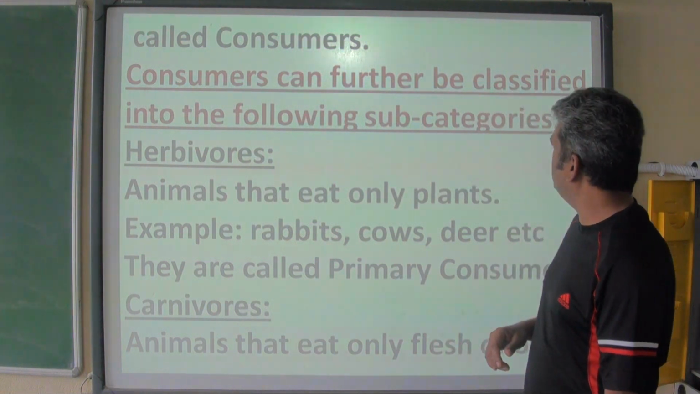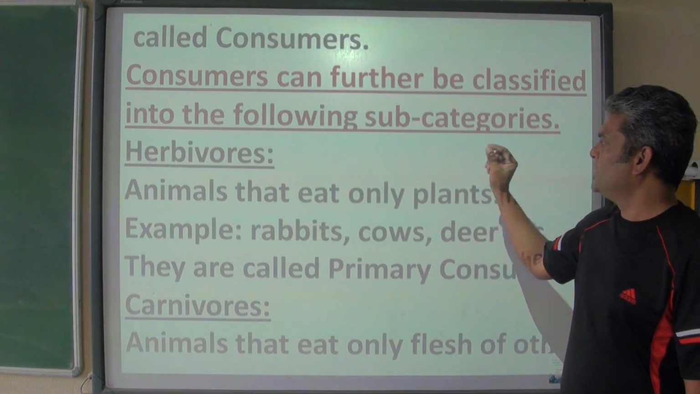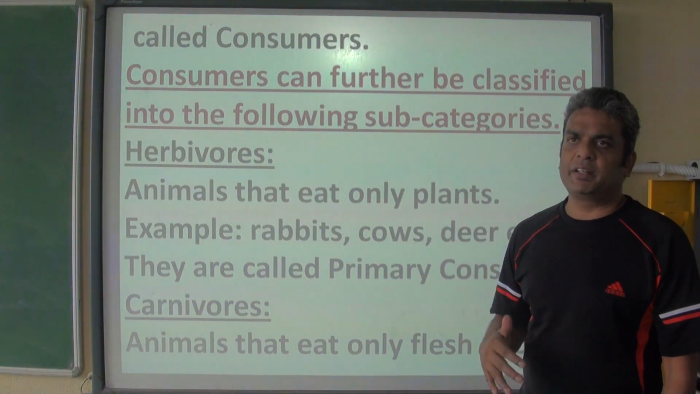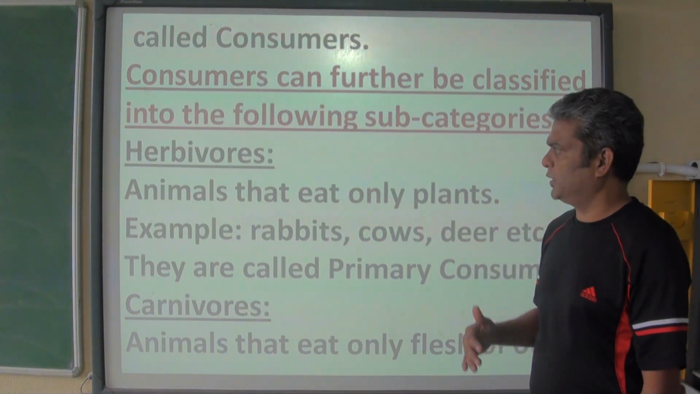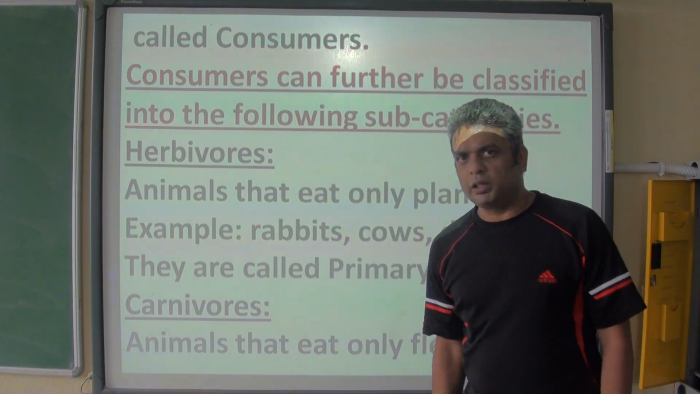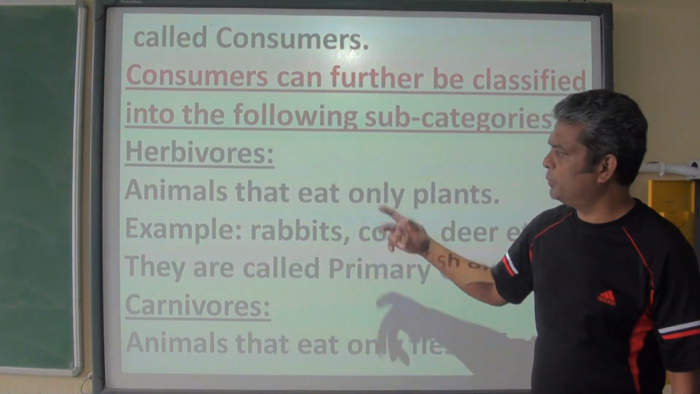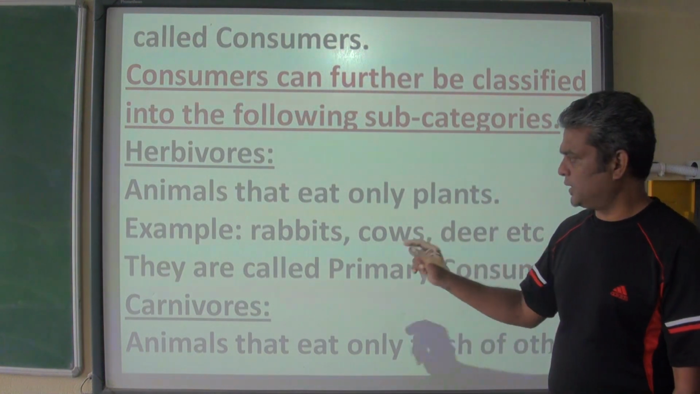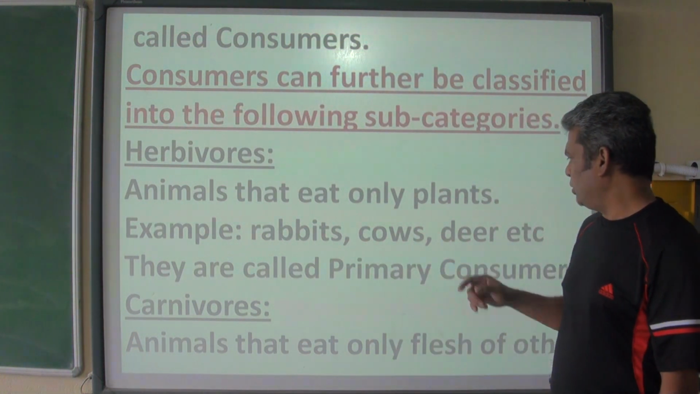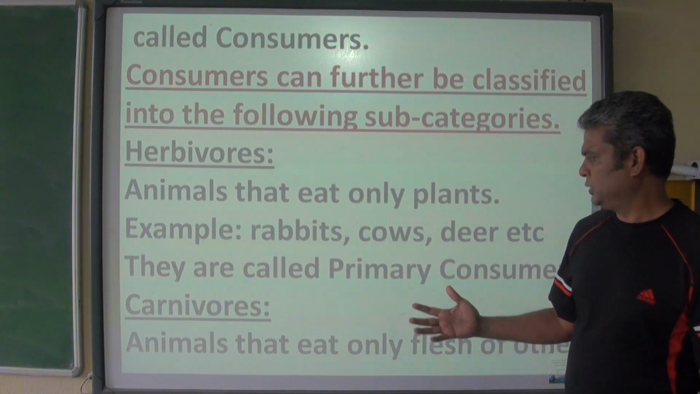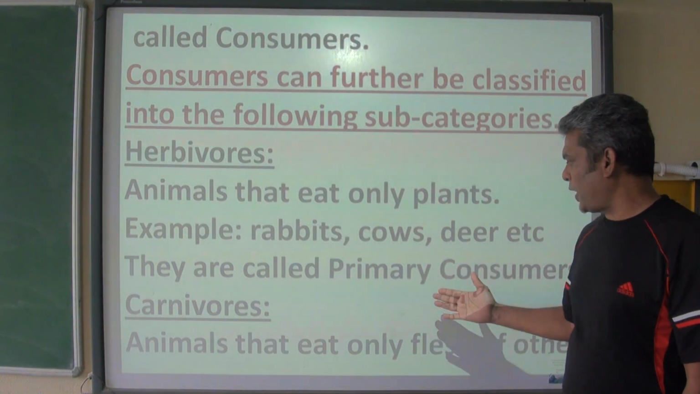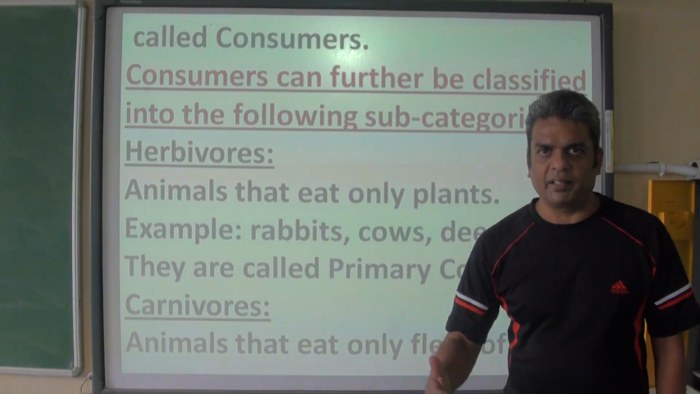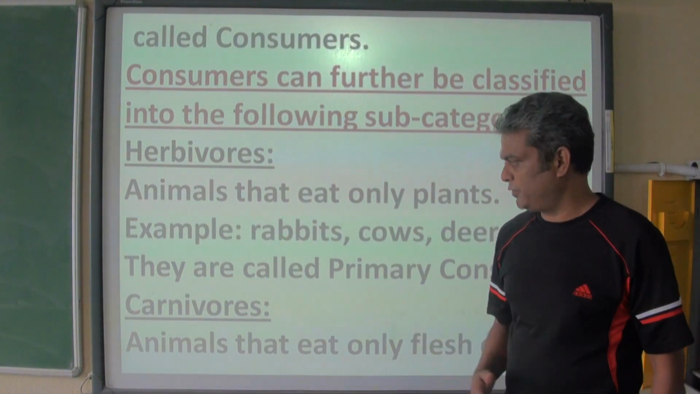Consumers can further be classified into following subcategories. Now these consumers can be divided further down into subcategories. What are those categories? Number one, herbivores. Okay, what are herbivores? Animals that eat only plants. Example, rabbits, cows, deer, and there are many more. They are also called primary consumers because they consume plants in the beginning. So that is why they are called primary first.